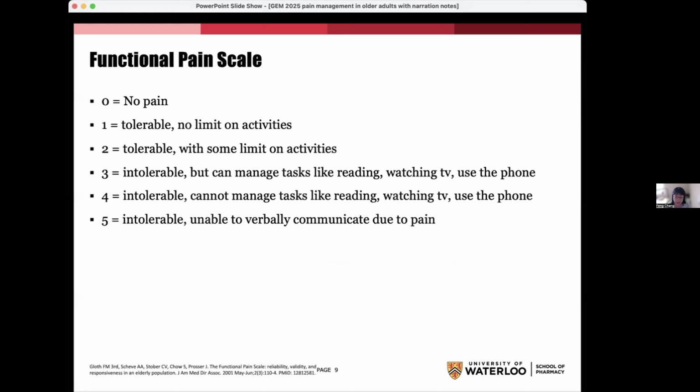So, functional pain scale. As you can see, it's a tool to look at how pain impacts a person's daily functioning rather than just focusing on the intensity of the pain. So it's a scale of 0 to 5. 0 says no pain. 1 is basically the pain is okay, but I can still do everything I like. Whereas 2 to 5 starts to show limitations on daily activities. And when you get to 5, it's basically I can't even talk about the pain because I'm in so much pain.